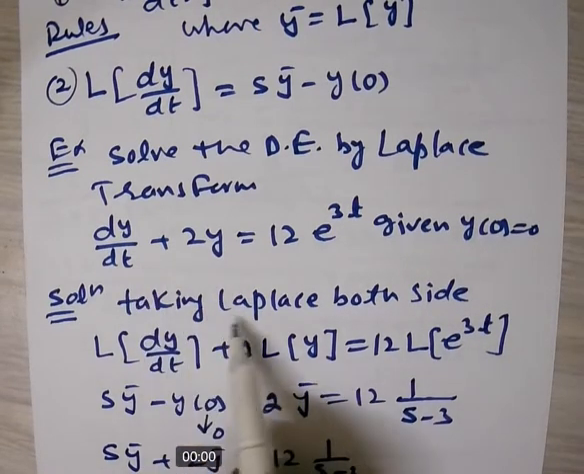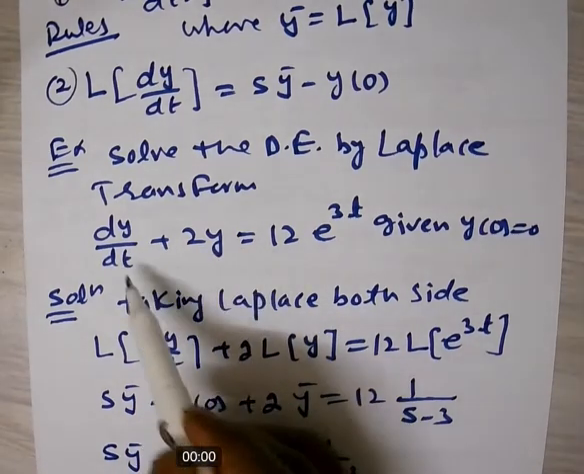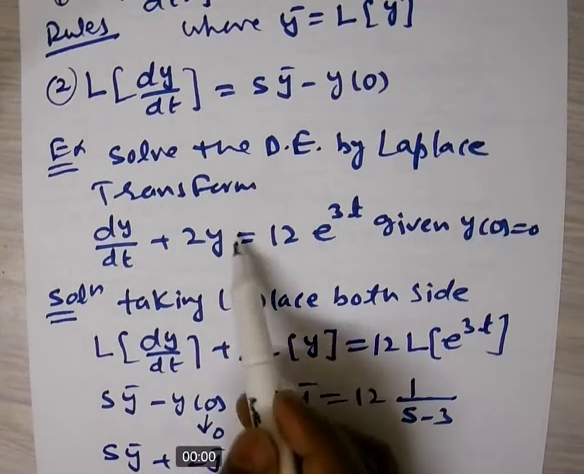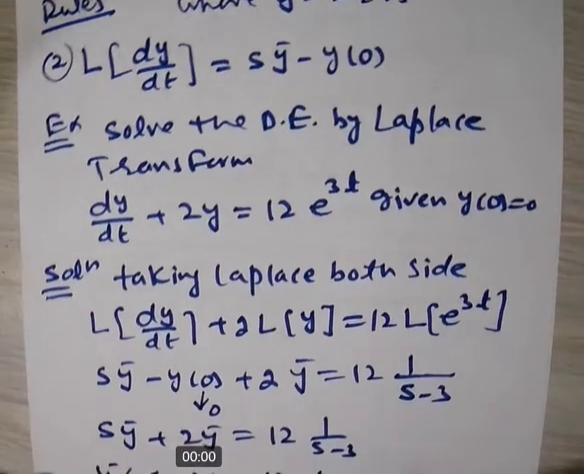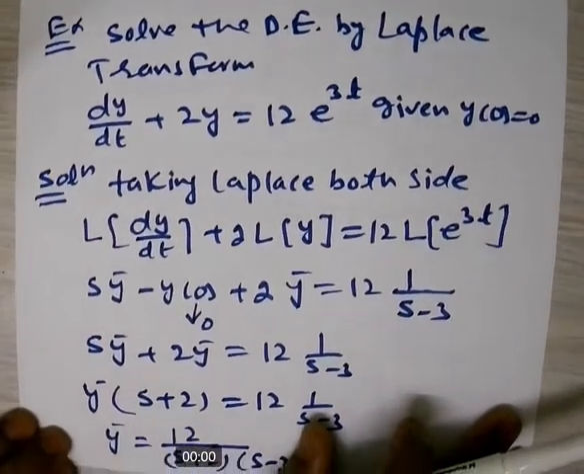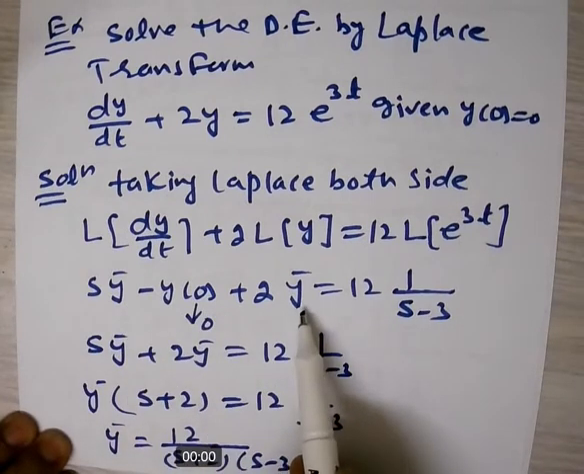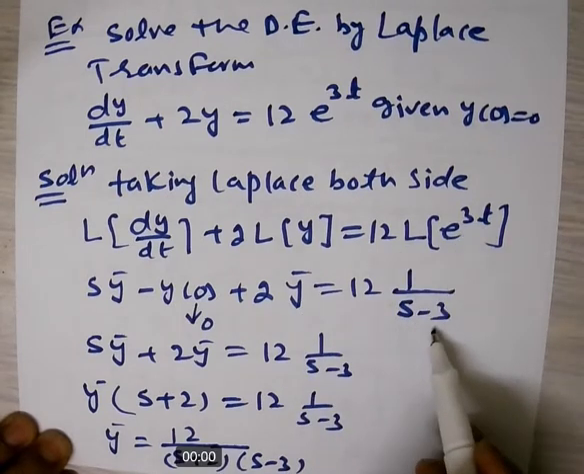What you have to do is write Laplace transformation on both sides. I mean, take Laplace transformation: Laplace transform of dy/dt plus 2 times Laplace transform of y is equal to 12 times Laplace transform of e power 3t. Laplace transform of the first derivative is s y bar minus y0, plus 2y bar, equal to 12 times, and Laplace transform of e power 3t is 1 divided by s minus 3.